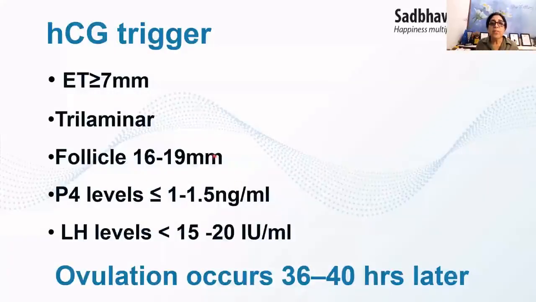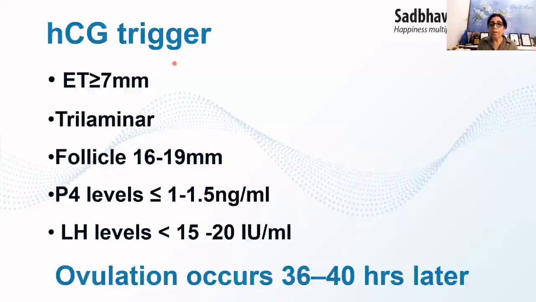Now, in a modified natural cycle, it's very simple. Once we have a prerequisite endometrium, that is ET more than 7, a trilaminar pattern, and we have a dominant follicle, somewhere between 16 to 19 mm, and the progesterone levels are less than 1 or 1.5 nanogram. Once these figures are there, then you can give an HCG trigger. So that will lead to ovulation. And we have, again, this magic figure in mind that after an HCG trigger, in most of the cases, ovulation occurs after 36 to 40 hours.